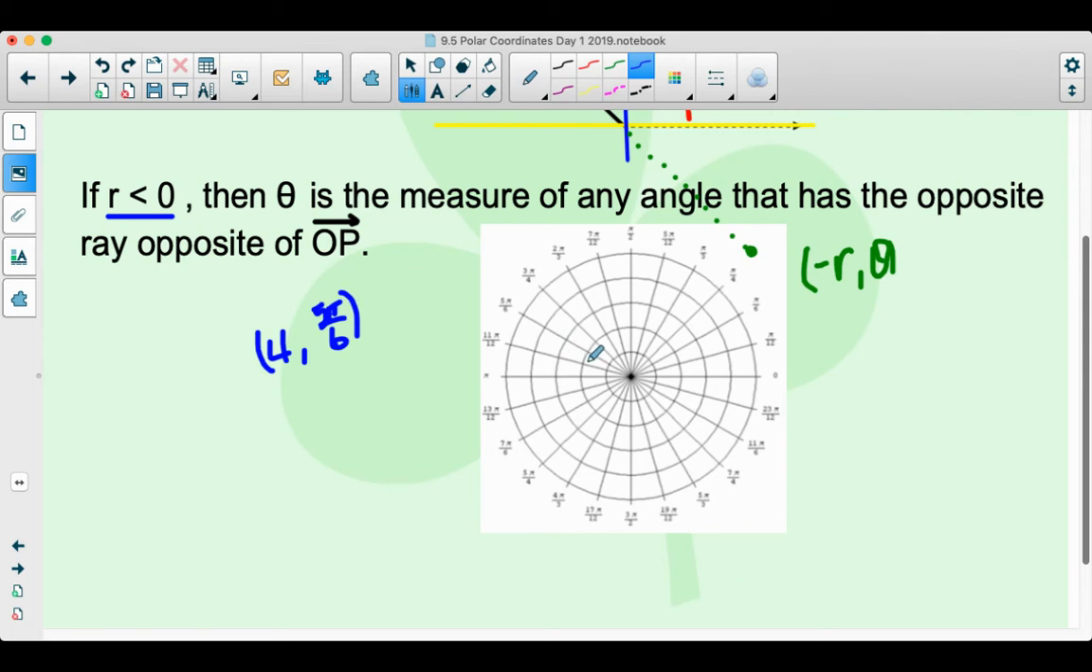I would want to find 5 pi 6 first, and then I'm going to count out from the pole 1, 2, 3, 4. That's my point P. If I were to plot -4, 5 pi 6, I would be finding 5 pi 6 first, and then counting 180 degrees the other direction. So 1, 2, 3, 4. So that gives me the angle still the same as 5 pi 6, just 4 units in the opposite direction, 4 radii out in the opposite direction.